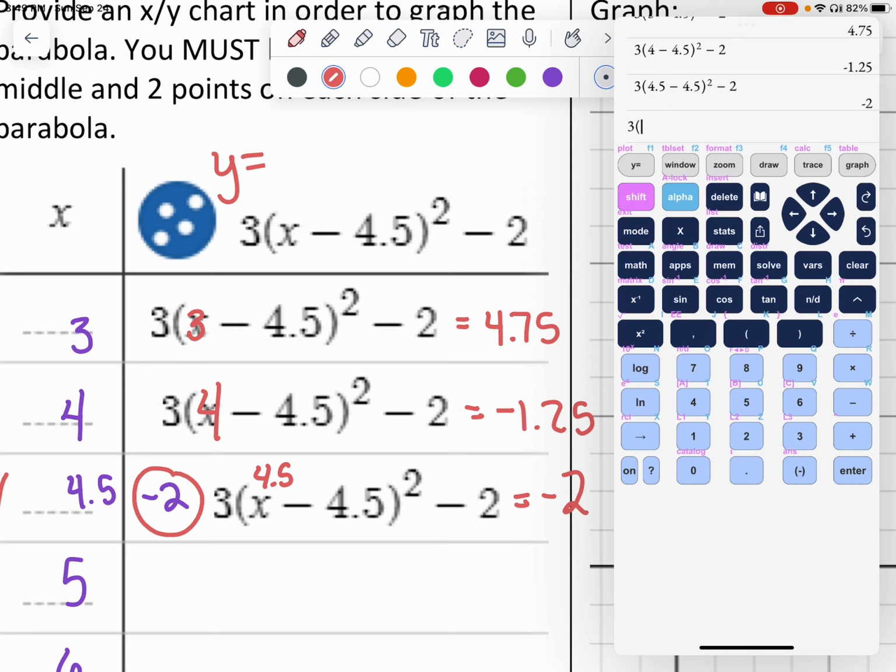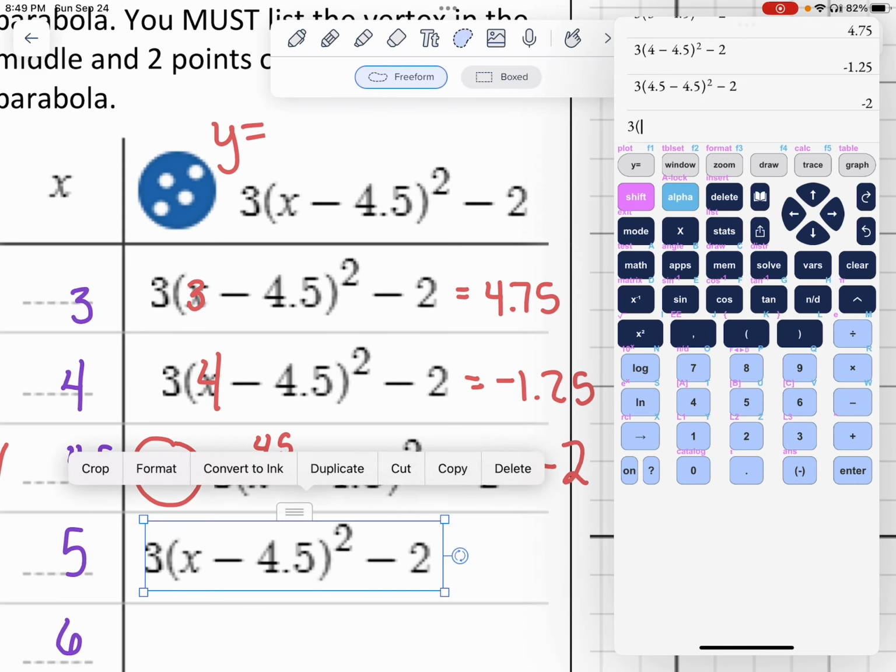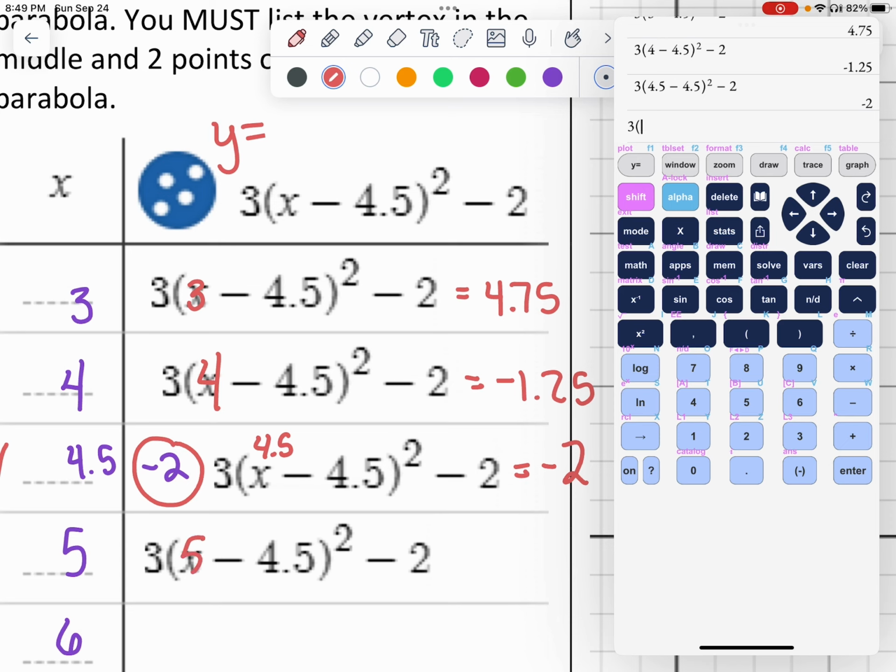Time to plug in 5. So my visual learners, if you like to see what I'm doing, here it is. Putting a 5 in there for x.